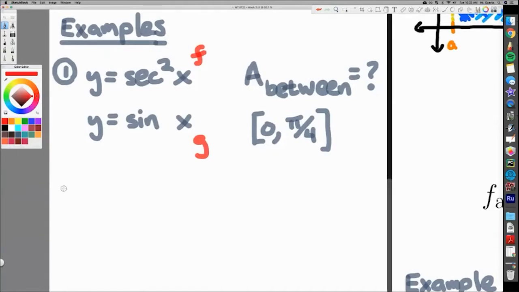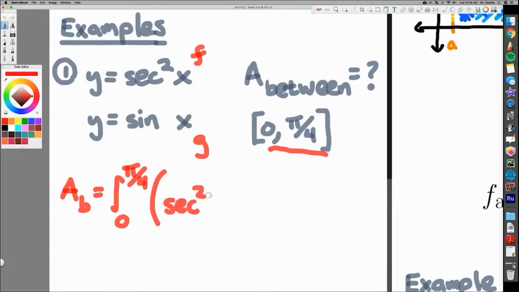Okay, so we're going to have the area between is equal to the integral from 0 to pi over 4. Okay, because that's given right here. We're going to go over an example where it's not given. You have to do a little extra step for that. All right, F is the secant squared x minus the G, which is sine x, dx. Okay.